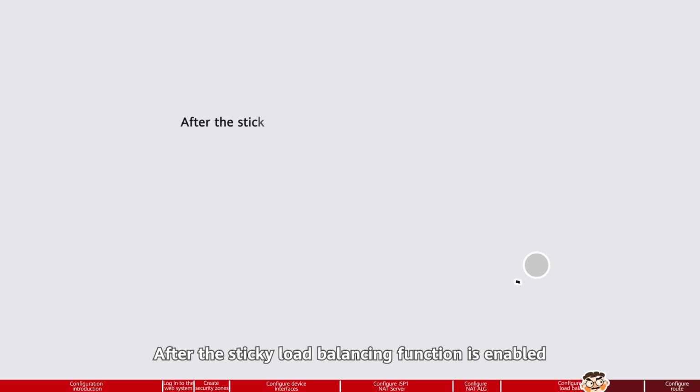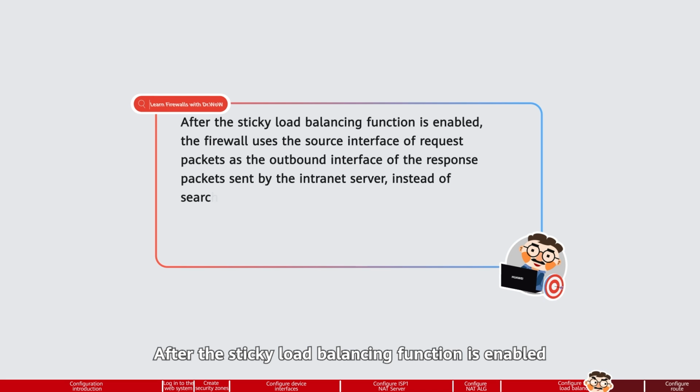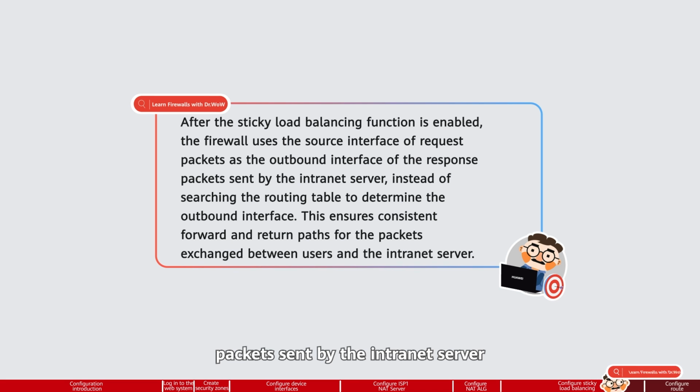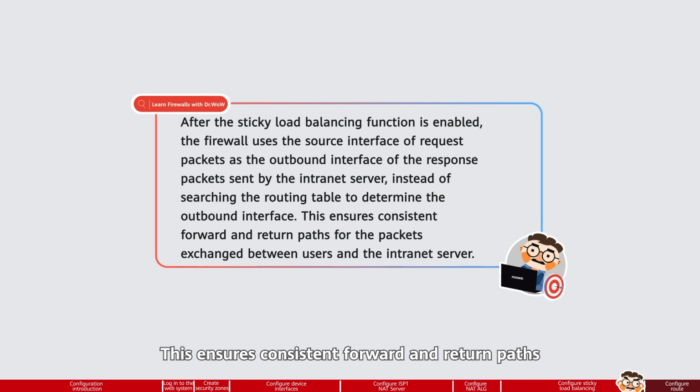1.1.1.254. After the sticky load balancing function is enabled, the firewall uses the source interface of request packets as the outbound interface of the response packets sent by the intranet server, instead of searching the routing table to determine the outbound interface. This ensures consistent forward and return paths for the packets exchanged between users and the intranet server.